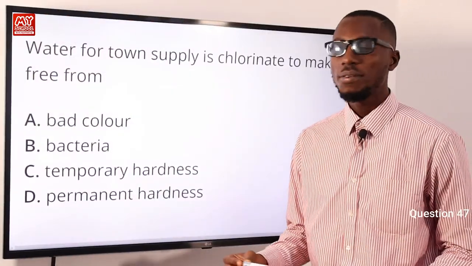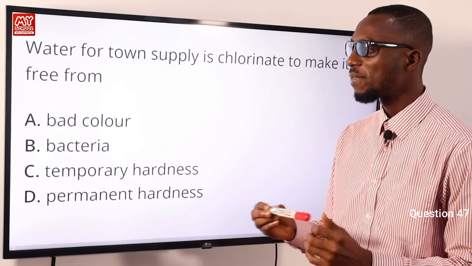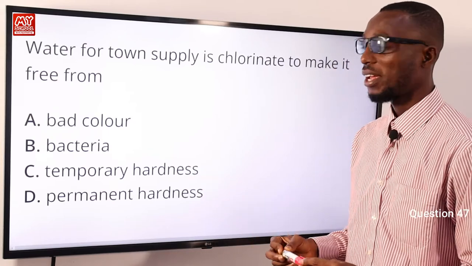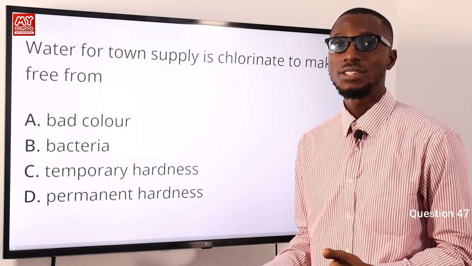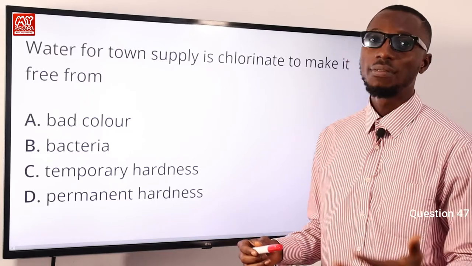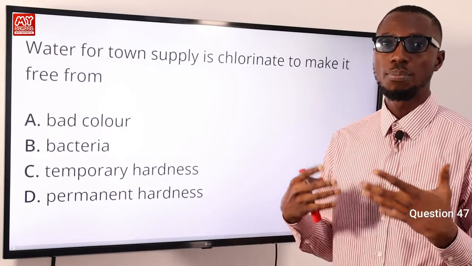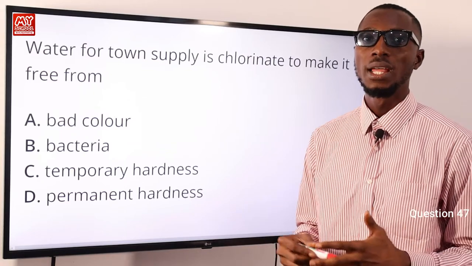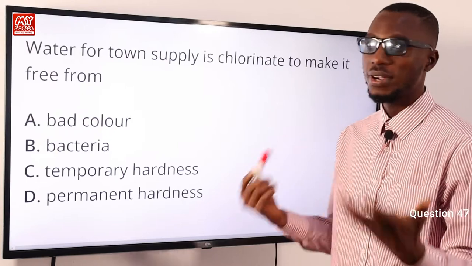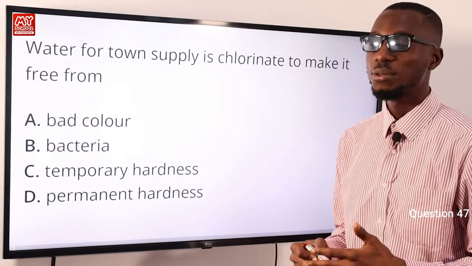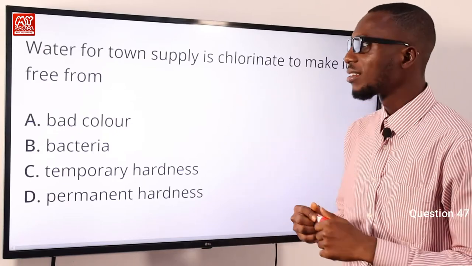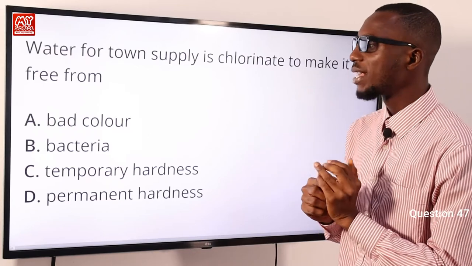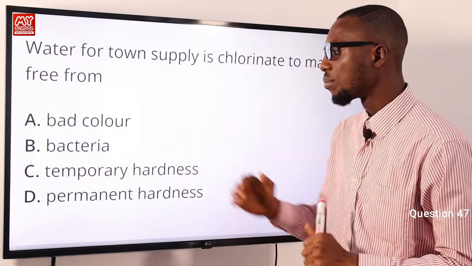Option B. Question 47. Water for town supply is chlorinated to make it free from bacteria, okay. Other treatment processes may include coagulation, sedimentation, filtration, disinfection, okay. Even iodine is added to prevent the case of goiter. Fluorine is added to prevent tooth decay. Calcium oxide is added to reduce acidity and also to remove hardness, okay. So basically, dealing with the question at hand, water for town supply is chlorinated to make it free from bacteria. Option B.